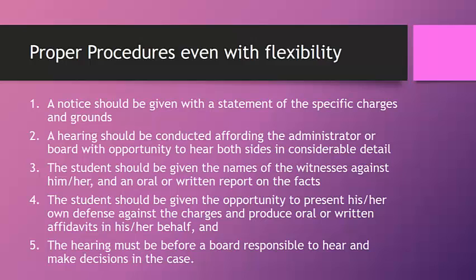So I'm going to give you a couple of steps here. So some proper procedures to follow. There's a little bit of flexibility here, but these are 5 basic things. And then we're going to look at the guidelines to fairness. And again, we've talked mainly about fairness here. Number 1, a notice should be given with the specific charges. That's the letter sent home to parents. That's you telling the student why they're in your office. Number 2, a hearing should be conducted, affording the administrator or board with the opportunity to hear both sides in considerable detail. That's you talking with the student.